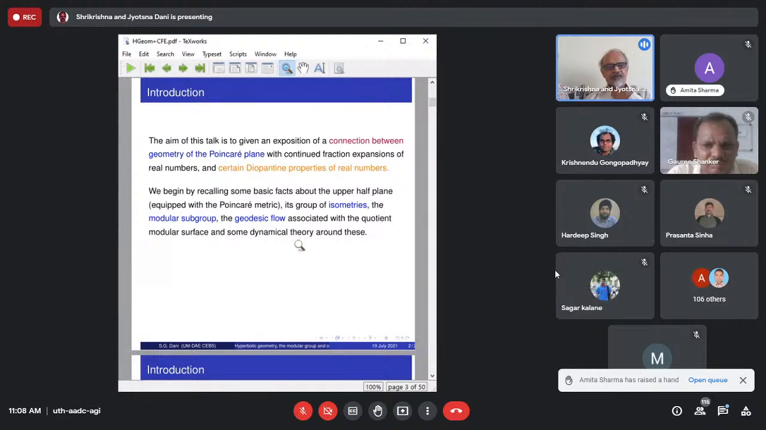The modular surface itself will be introduced as a quotient of the hyperbolic plane. So for many of you perhaps this is going to be new, but I'm going to say more about this. This is just a sketch of what we're going to talk about.